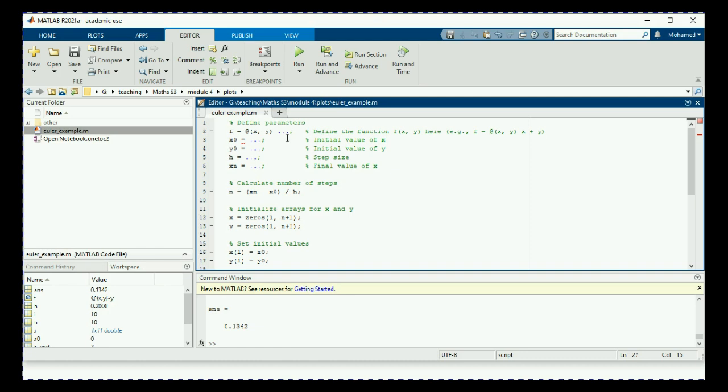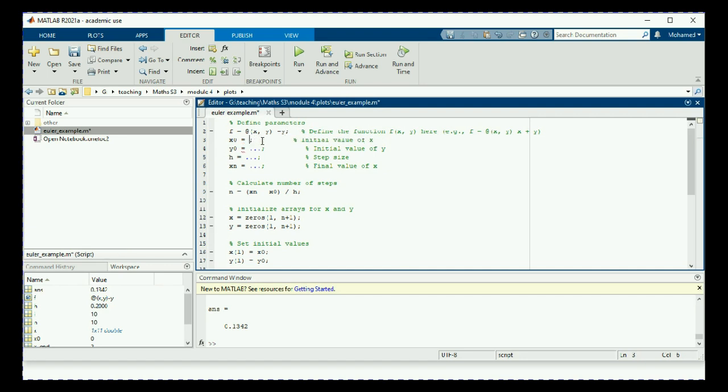So the first line is to define the function here. This is how a function is defined, so let's say x plus y. Instead of this, we have to give our function. How do we do that? Let's try f of x, y here. Our f of x, y is minus y, so we give minus y here.